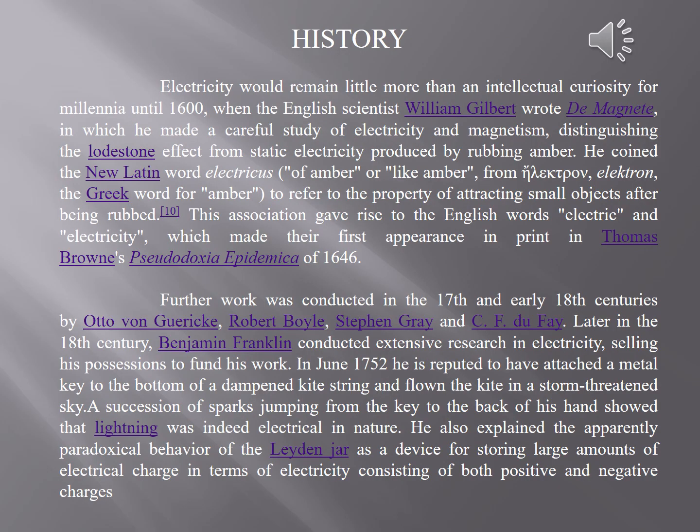History of electricity. Electricity would remain little more than an intellectual curiosity for millennia until 1600, when the English scientist William Gilbert wrote De Magnete, in which he made a careful study of electricity and magnetism, distinguishing the lodestone effect from the static electricity produced by rubbing amber. He coined the new Latin word electricus, from the Greek word for amber, to refer to the property of attracting small objects after being rubbed.